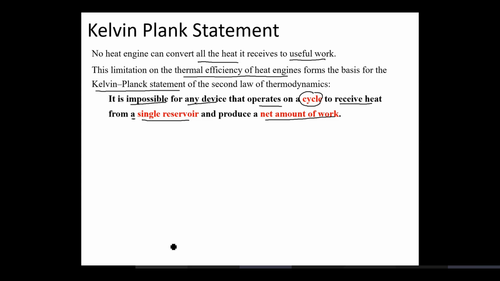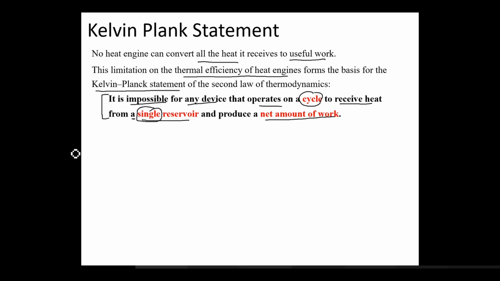What's the problem in the statement? If you look at this statement, what is the issue? It's impossible for any device to operate on a cycle, to receive heat from a single reservoir and produce a net amount of work. What is it that is missing in the statement, or that negates the second law? Heat out places a restriction? Single reservoir.